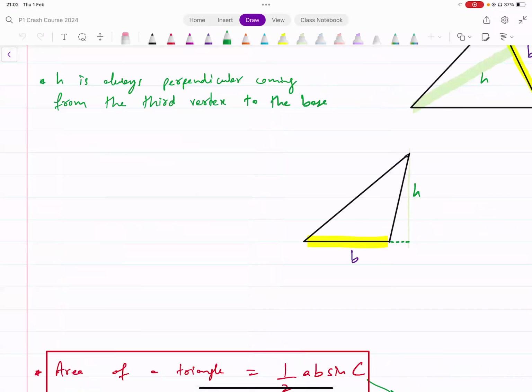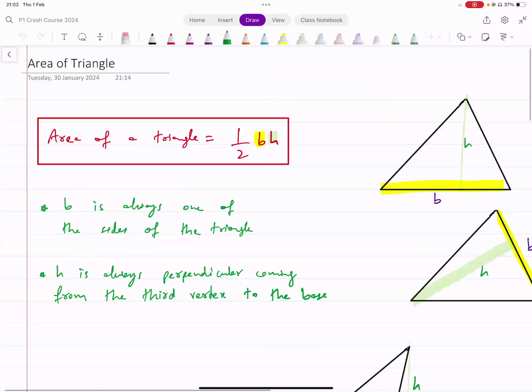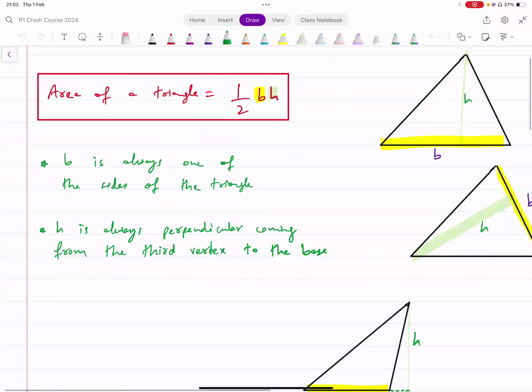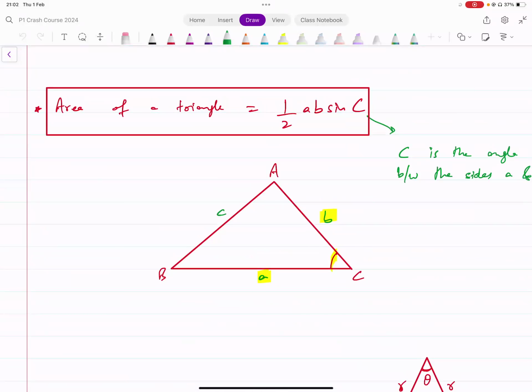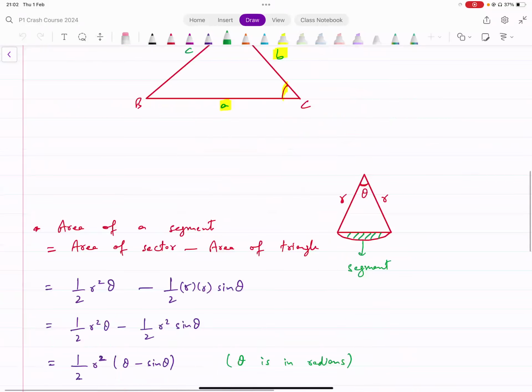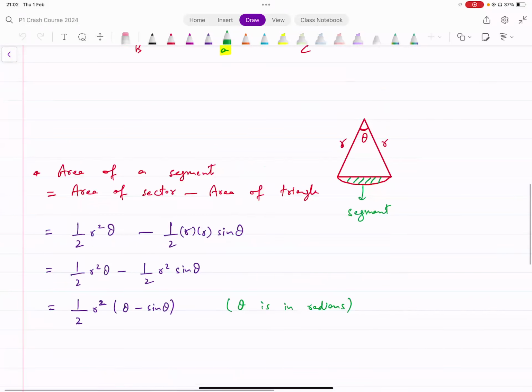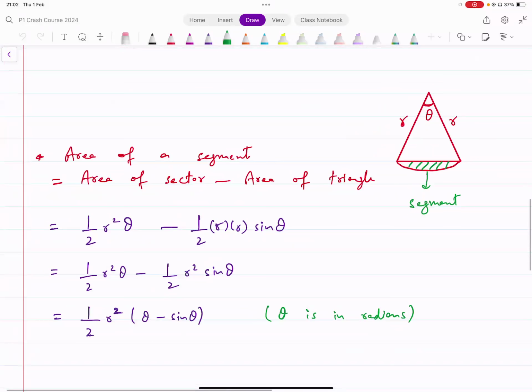We talked about area of triangle, how we have two formulas, half into base into height, in which base is one of the sides of the triangle, height is perpendicular to the base coming from the third vertex. Then we had another formula, half into AB sine C, that you use when you have two sides and the angle between those two sides. And we talked about area of a segment as well. Segment is this shaded part.